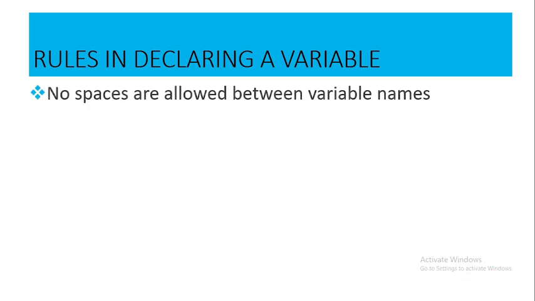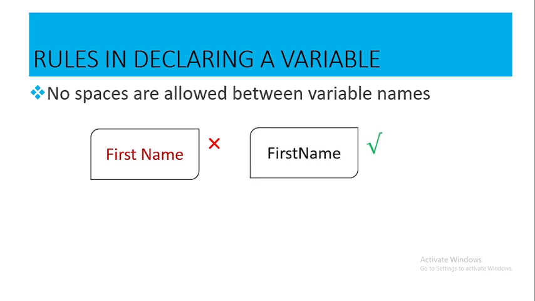Let's look at the next rule. Spaces are not allowed between variable names. So when you are declaring a variable, spaces are not allowed between the variable names. So you cannot have first, then a space, and then name. This is an invalid variable name because we have a space between the two words. So it should be first name without any space. This is a valid variable name.